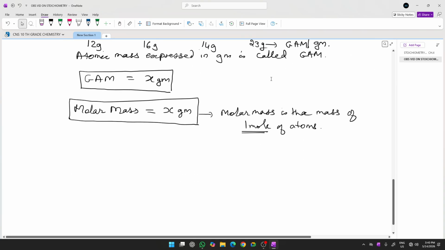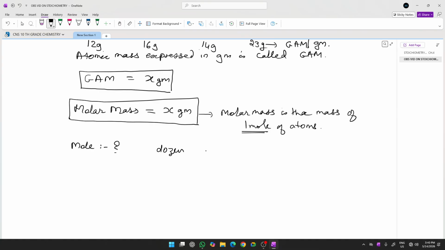Okay, so because now you have come across the word mole, let me tell you what is the meaning of mole. See, you must have heard about this word dozen. Dozen means 12. Any item which is 12 in number is known as dozen. Suppose you say 1 dozen of books, that means 12 books. 1 dozen of cricket ball means 12 cricket balls. 1 dozen apple means 12 apples. So dozen stands for a number which is equal to 12.